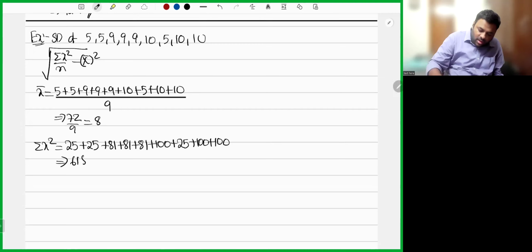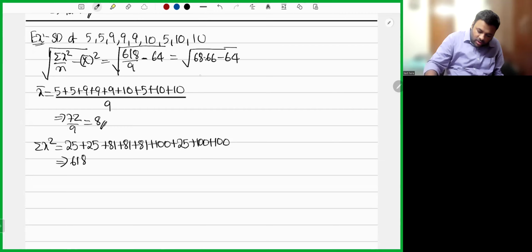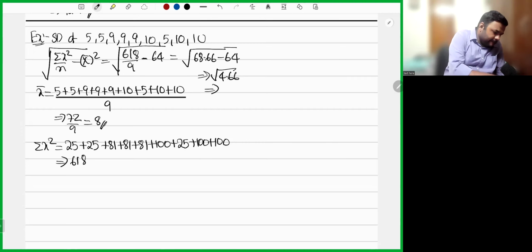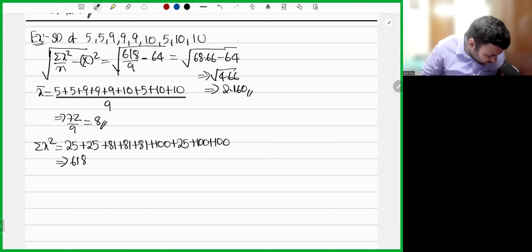680. So under root 618 whole divided by 9 minus mean square. What is 8 square? 64. So under root by 9, which is 68.66 minus 64. Under root 4.66. What is the root of 4.66? Obviously, sir, 2.160. Okay. So what is the standard deviation here?